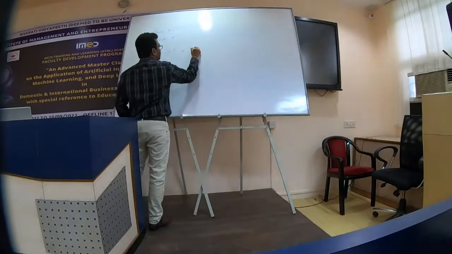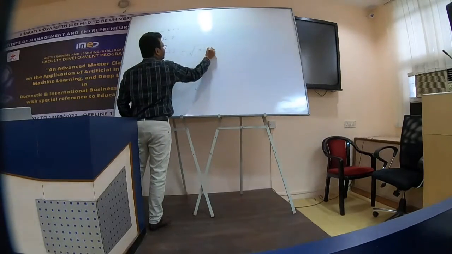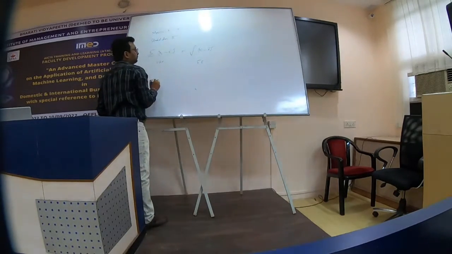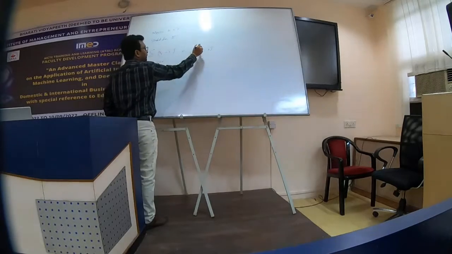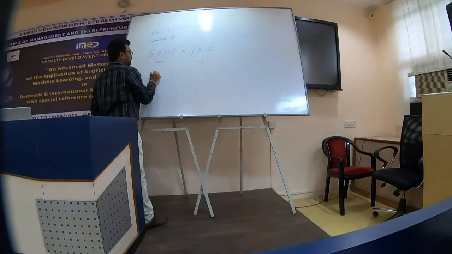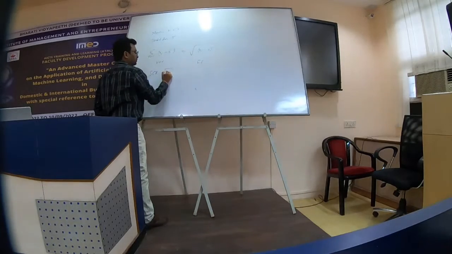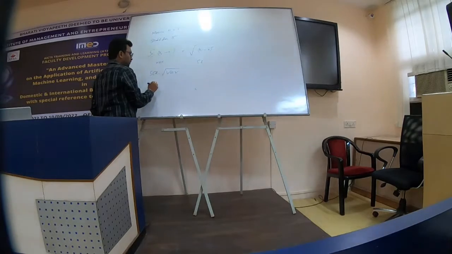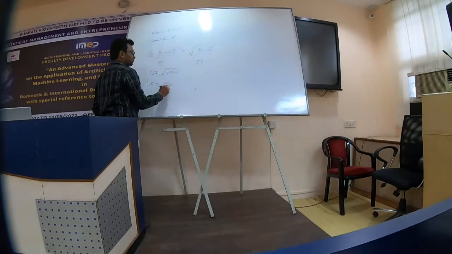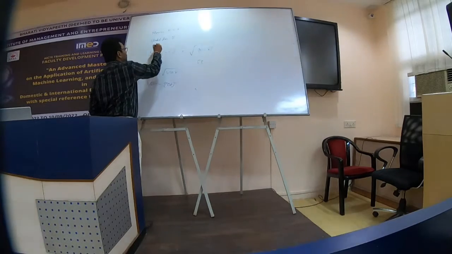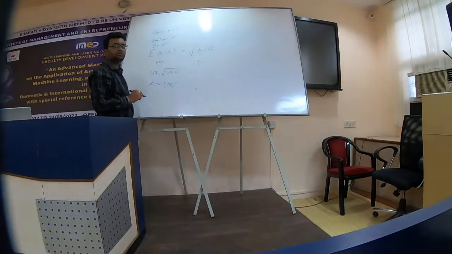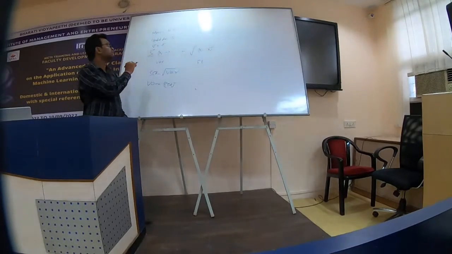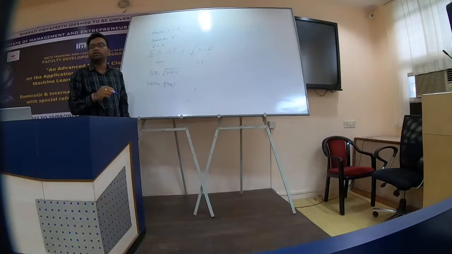And root over xi minus x bar whole square is what? Standard deviation. Okay. So if you see here, I am just applying root, right? So I can say standard deviation is equal to root of variance. Or variance equal to what? Standard deviation square. So variance equal to sigma square. That's the denotation. Standard deviation is equal to sigma and variance equal to sigma square.